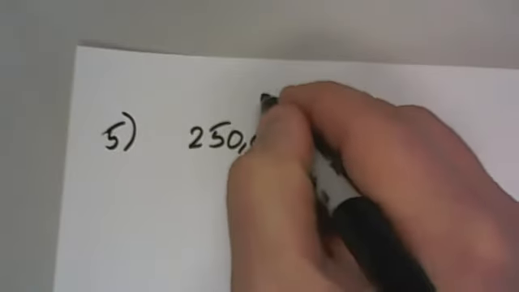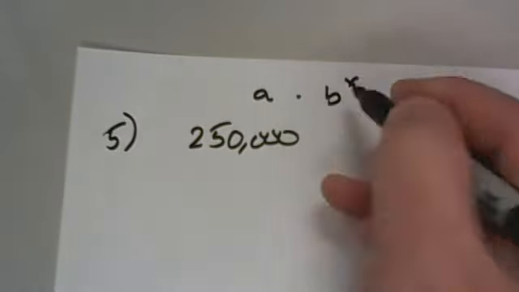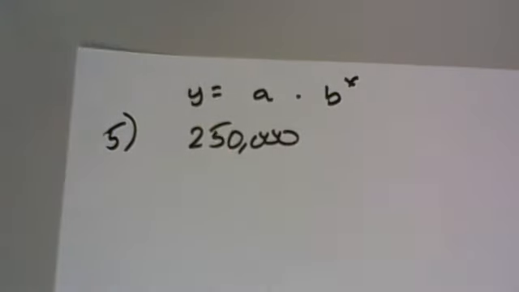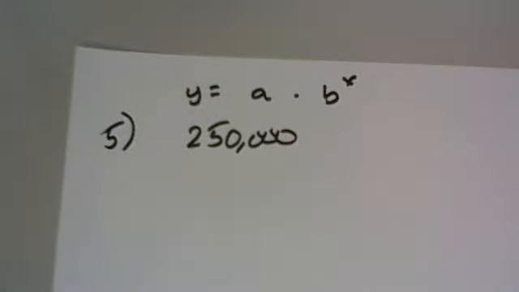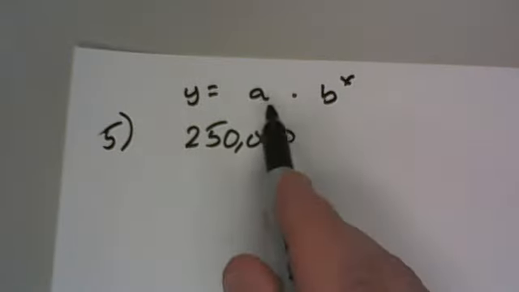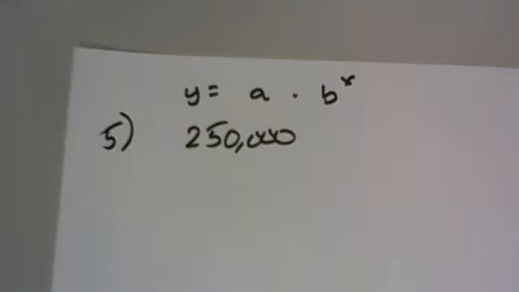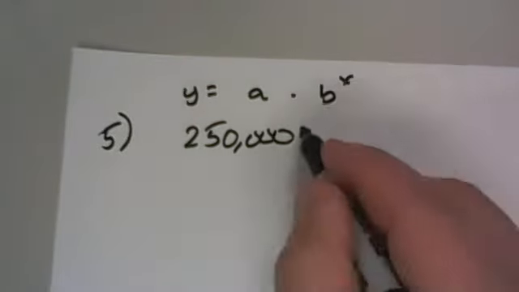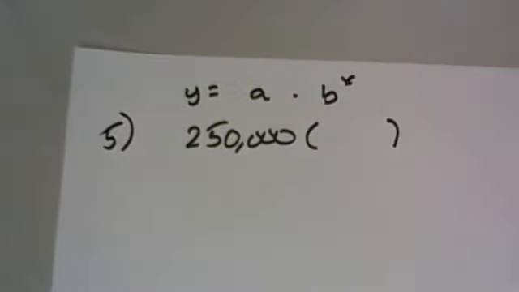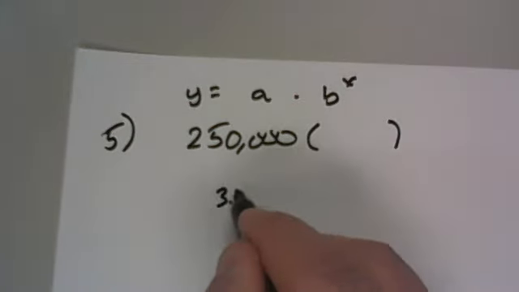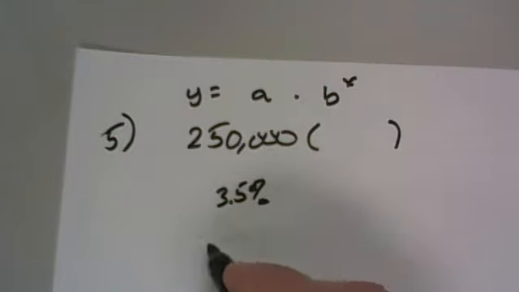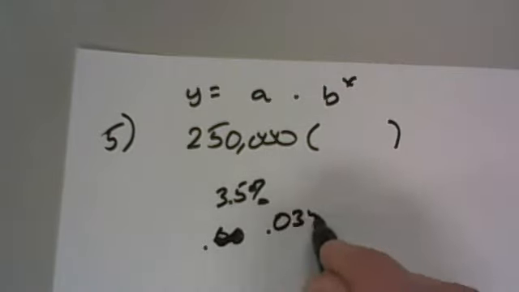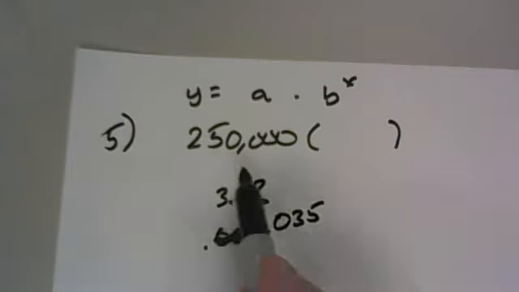Remember, we're doing something A times B to the x power. That is what an exponential growth equation looks like. So the A is the starting amount, and it started with $250,000 in taxes. But then we have to figure out, what are we going to multiply that by? Well, 3.5% as a decimal is 0.035.